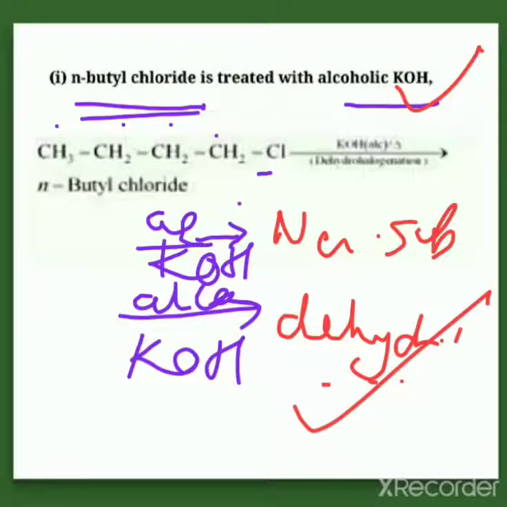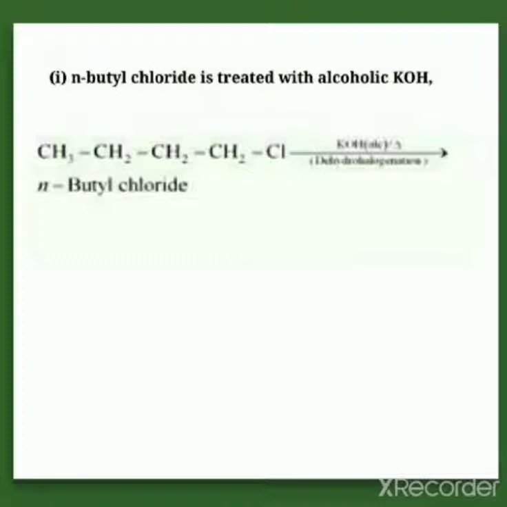So let us solve this. Dehydrohalogenation means the removal of beta hydrogen and the halogen group. First of all, you need to identify the beta hydrogen. This is the alpha carbon and this one is the beta carbon. The beta carbon has 2 hydrogens, so we can remove one of the hydrogens. This is gamma. There is only one beta carbon.